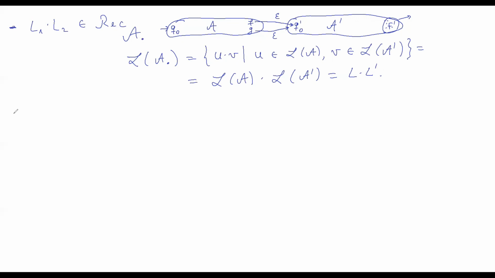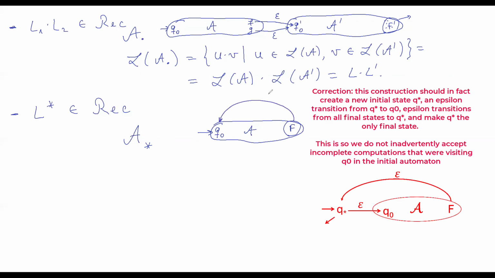And so finally, for the iteration, if I want to prove that L star is a recognizable language, I'm just going to build this automaton A star. This is going to take the automaton A, and remember this was starting in Q0, and it was ending in a bunch of final states. The only thing it does is add an epsilon transition from any final state to the initial state Q0, and also make Q0 a final state itself.